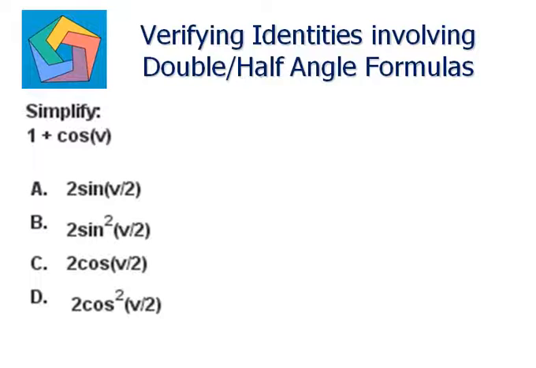Now, the double angle formula related to 1 plus cos v is cos 2x equals cos square x minus sin square x. Or if I need to halve this angle, I can also say cos x is equal to cos square x over 2 minus sin square x over 2. Now, if I need to express this formula in terms of cos, I need to change my sin function. Sin square is 1 minus cos square theta.